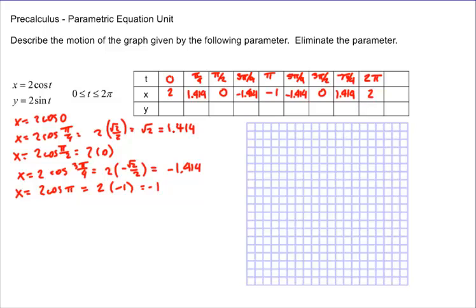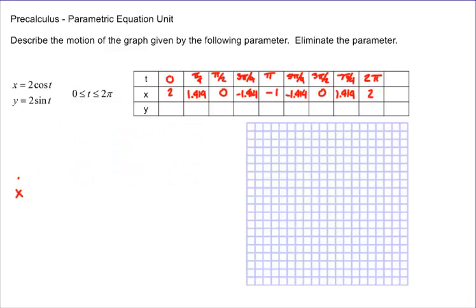So those are my x-coordinates. Okay, those are all my x-coordinates. And then I'm going to do the same thing for y. So let's get rid of these x guys. And I'm going to do the same thing for y, except this time with y, I'll do y in blue. So I'm going to have 2 sine of 0, which is 2 times 0. So when x is 2, y is 0.